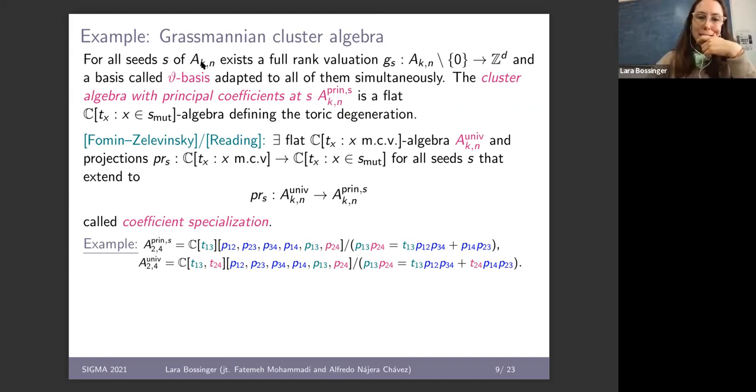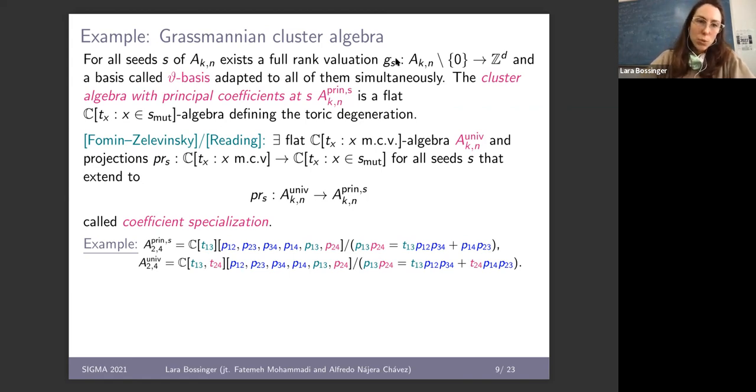Okay. Let's see what else is on this slide. I think this is actually a repetition, or not really. There's one nice thing that we can do with this principal coefficient degeneration. Fomin and Zelevinsky introduced these principal coefficients because it's a way to introduce a Z^n, a Z^d grading, on a cluster algebra.